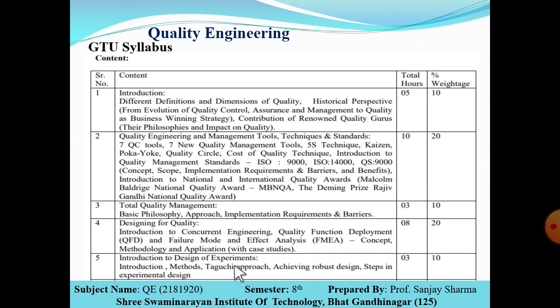Unit number 5 is the introduction to design of experiments: introduction, methods, Taguchi approach, achieving robust design, and steps in experimental design. These are some of the approaches to quality management, and it has a weightage of 10%.